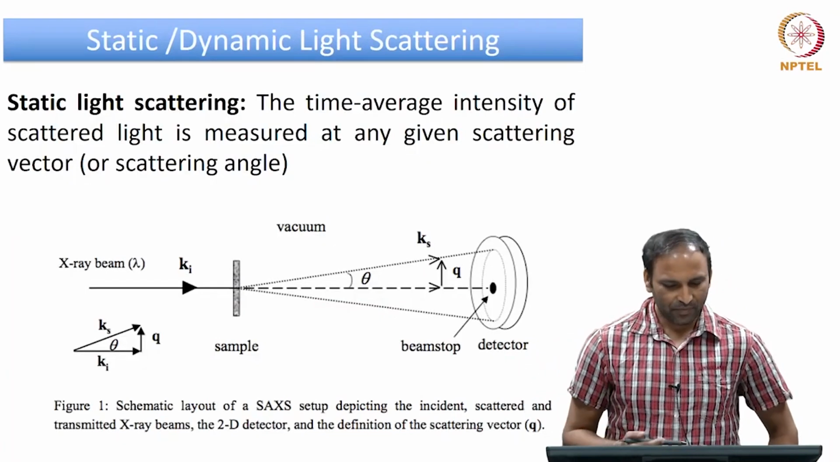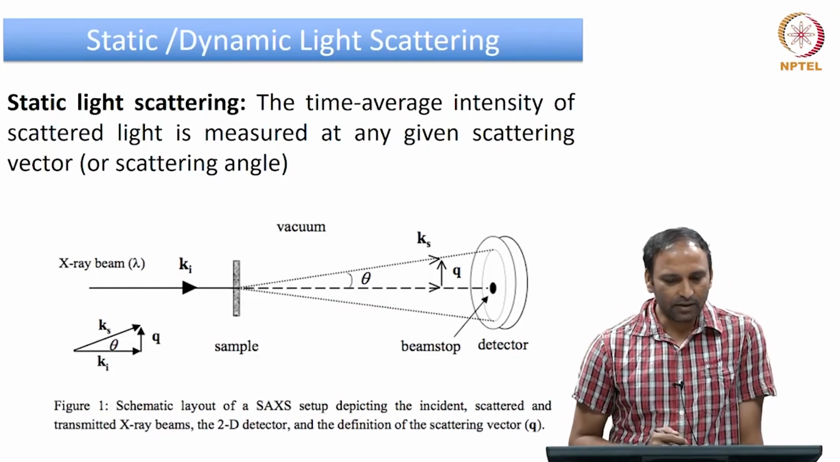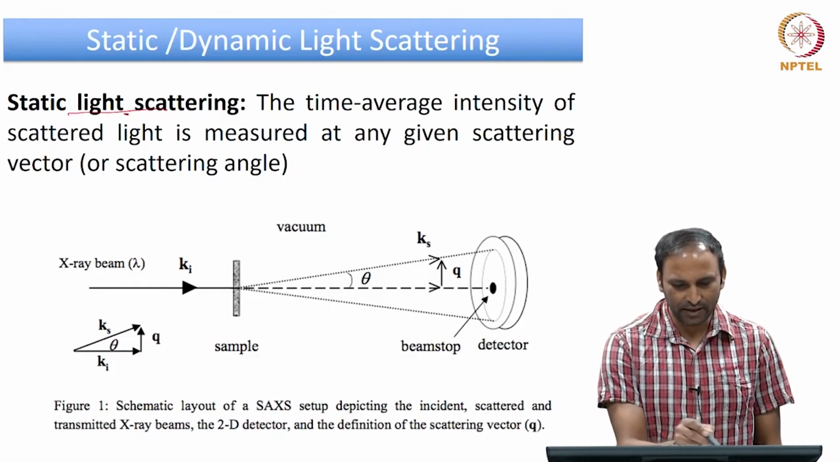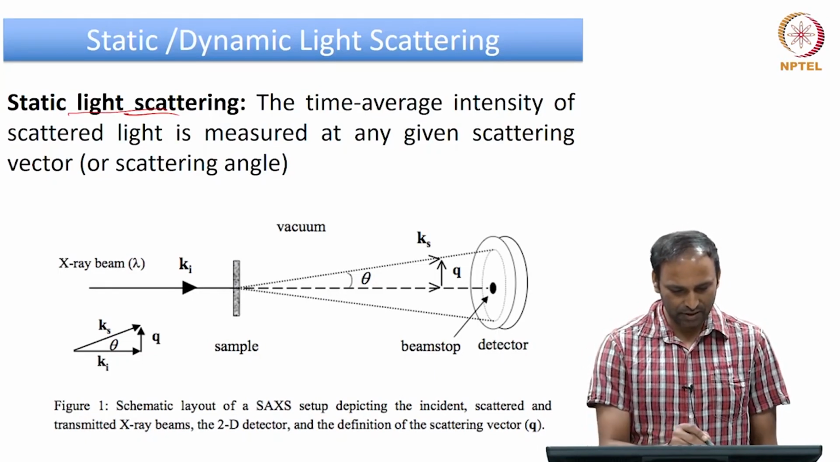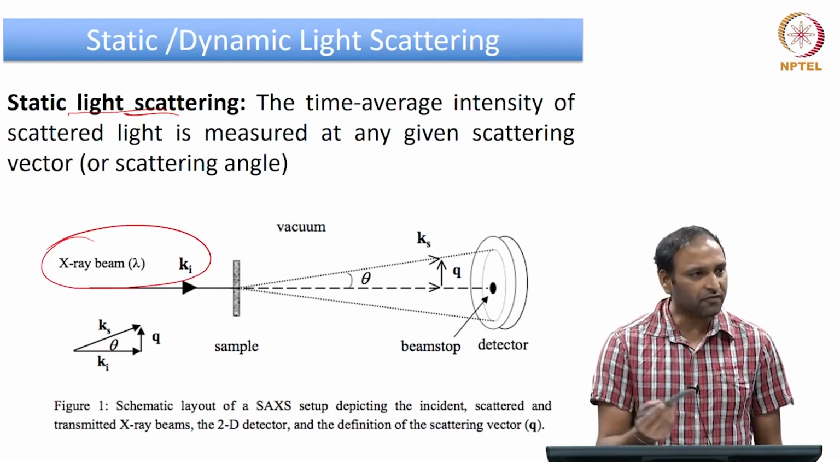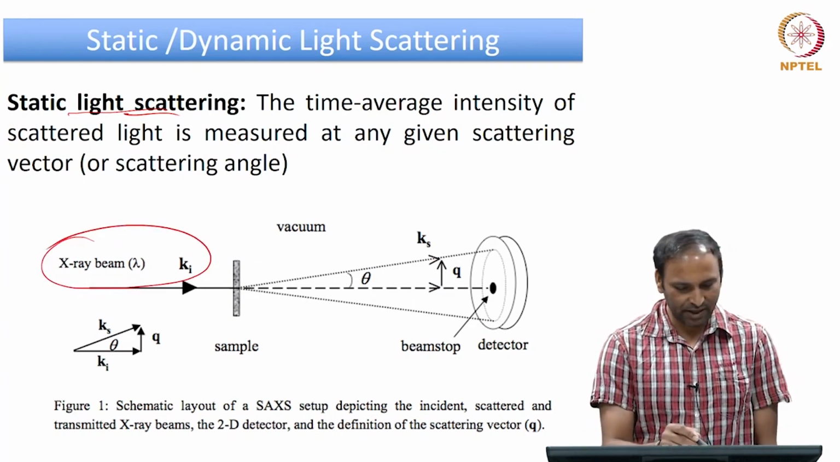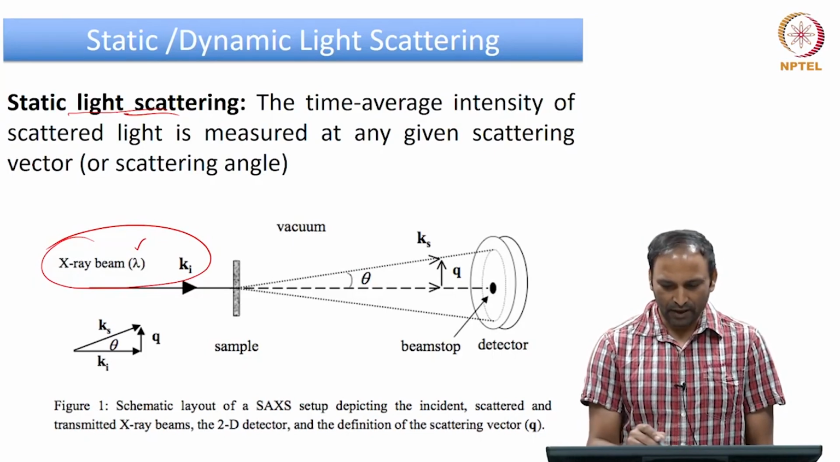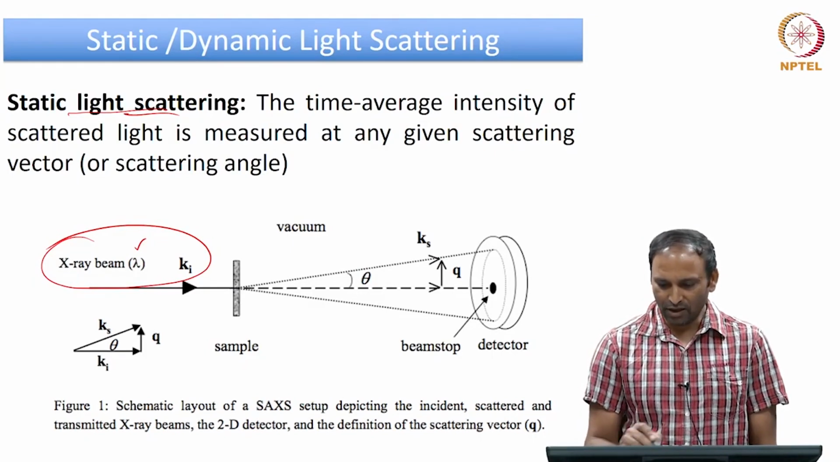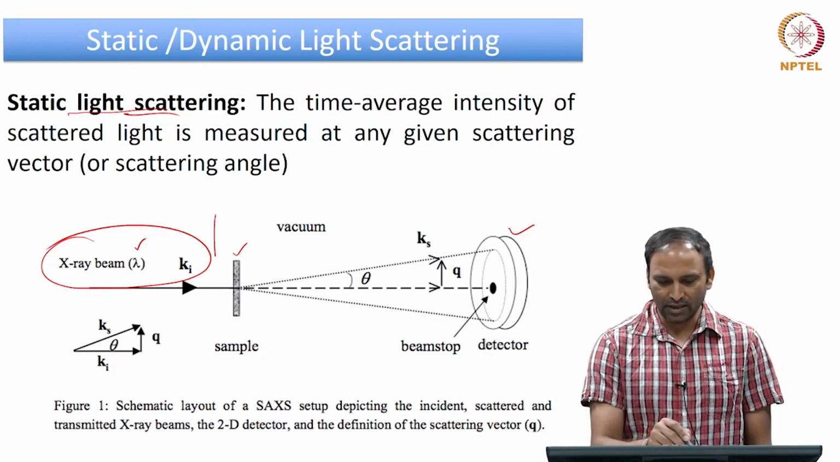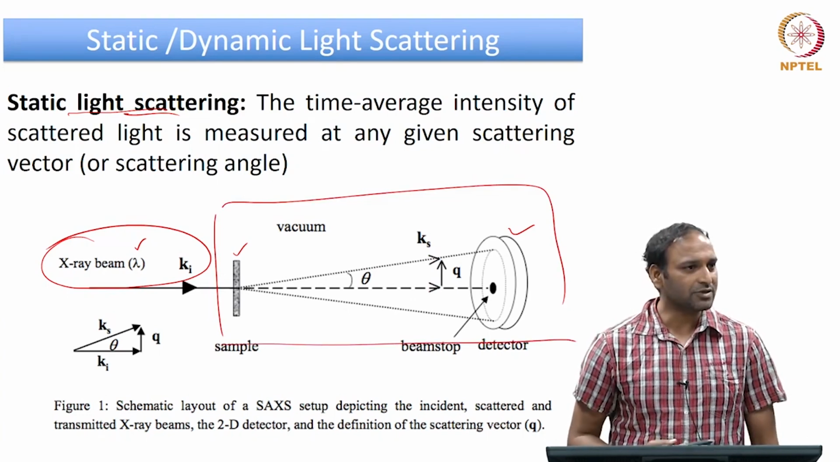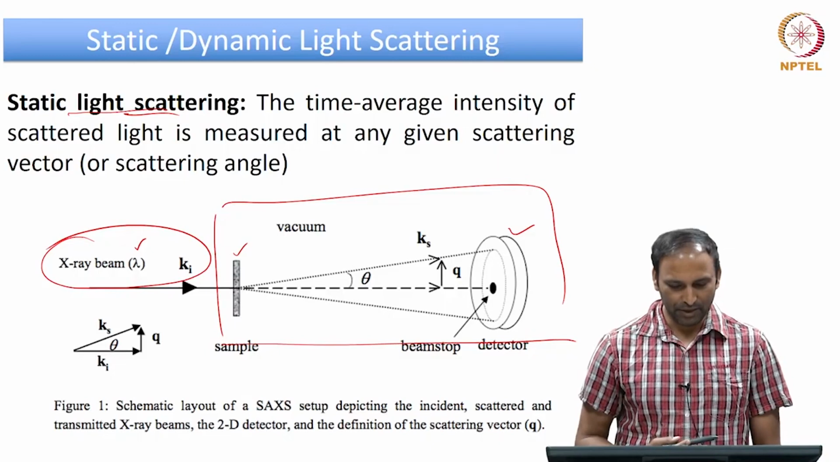So, typical light scattering experiments. This is for the case of static light scattering, as I mentioned earlier. There is a beam of light, in this case X-ray of wavelength lambda, and there is a sample, and I had mentioned that typically the sample and the detector are kept in a vacuum environment. You don't want light to scatter off from whatever medium it is in.